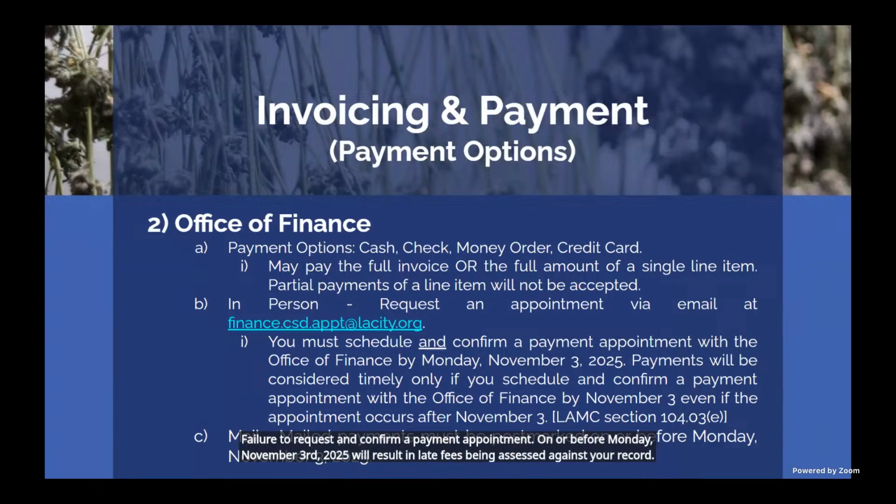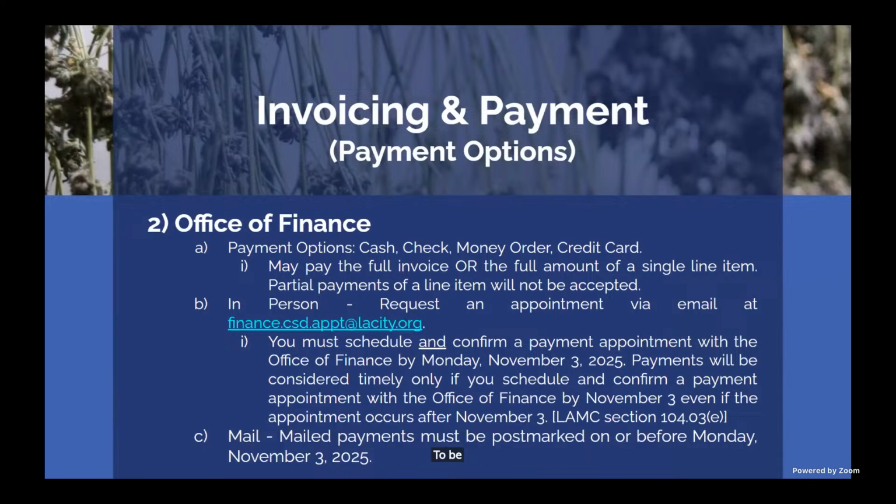For mail payments, they must be postmarked on or before Monday, November 3rd, 2025 to be considered timely. The reason that November 3rd is the payment date here is that the regular renewal cycle ends on Saturday, November 1st. And when the payment deadline falls on a weekend, it's automatically carried over to the next business day, which is Monday, November 3rd of 2025.